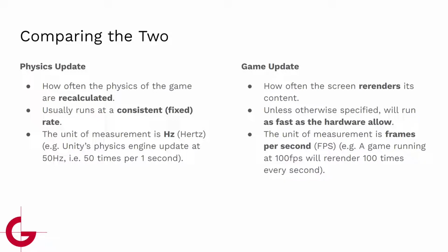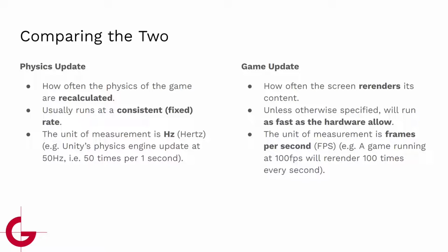So, comparing the two types of update. We already talked about it: physics update is how often the physics of the game are recalculated, like gravity, right? If something falls, the physics engine has to calculate the position of the object by physics update. And game update is often how often the screen re-renders its content. Physics update also usually runs at a consistent fixed rate. And game update, unless otherwise specified, meaning that you can cap the frame rate of the game to something like 60 frames per second, but unless that is specifically stated, game update will run as fast as the hardware will allow it.